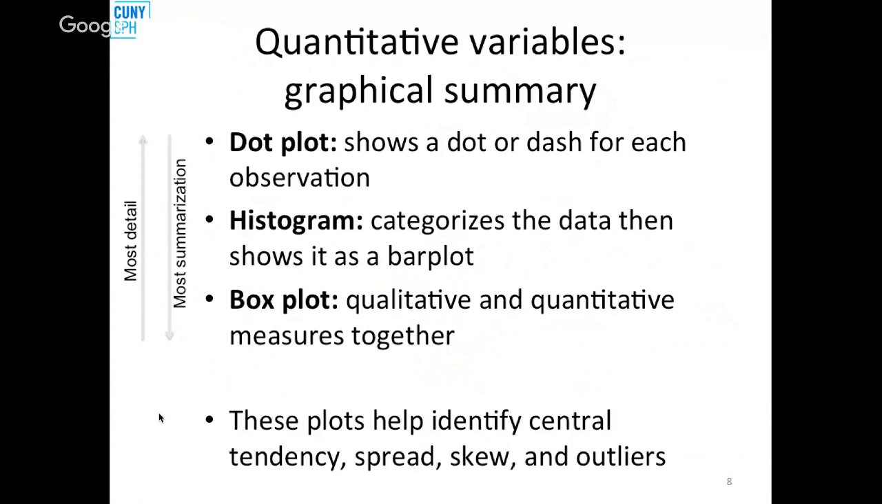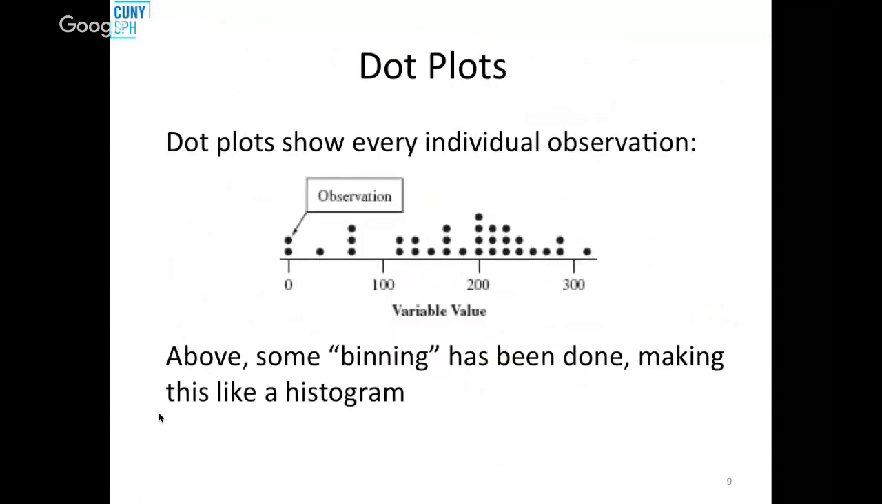And then the box plot, which has both some qualitative and quantitative measures together, which is one of my favorite plots. But all of these help you identify key attributes of a continuous variable, such as the central tendency, where the middle of the data are, spread, skew, and outliers. And I'll be talking more about all of those and giving examples of how you identify them and analyze these plots.